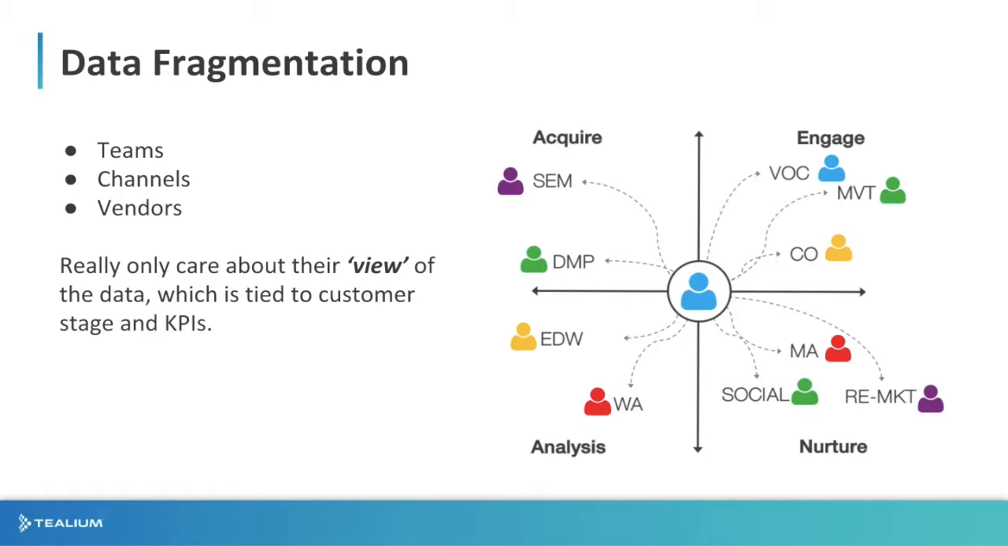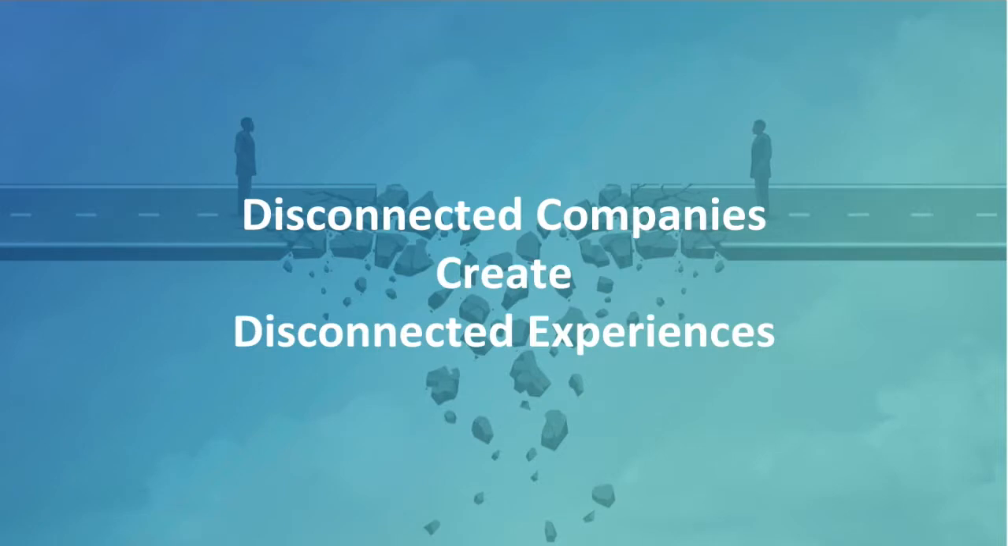where these vendors are only really caring about their view of the data, which is tied to a specific customer stage or KPI. And the same holds true for different channels and teams as well. And so when we think about that, the end result, or the end loser in this scenario, is really the customer. The customers are being presented with these disconnected experiences as a result of this fragmented data and disconnected companies.